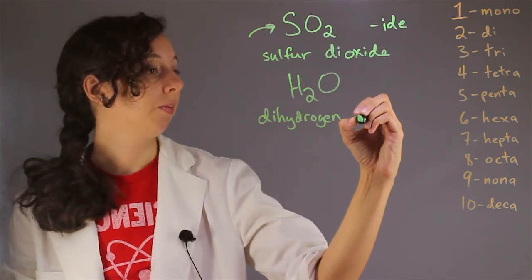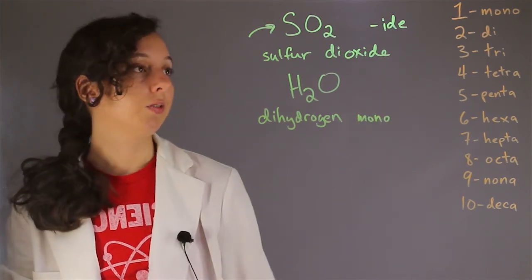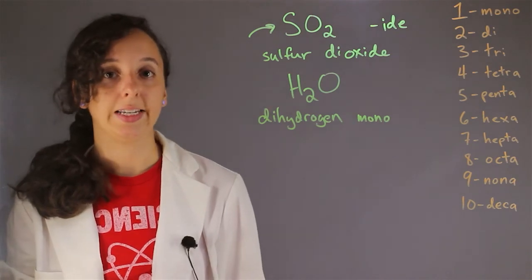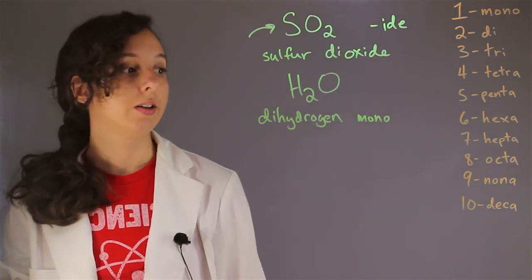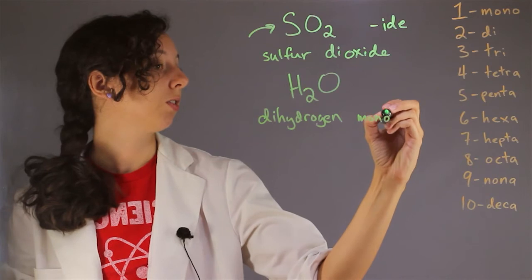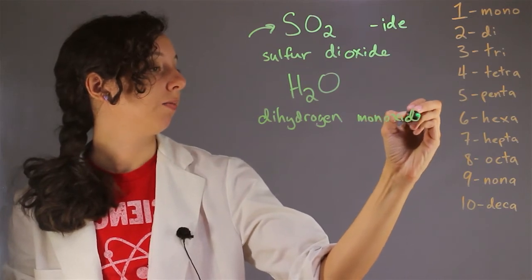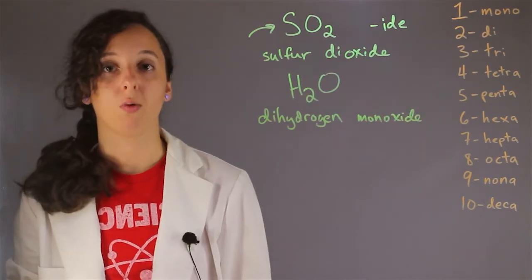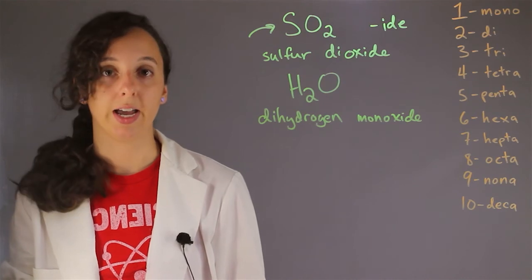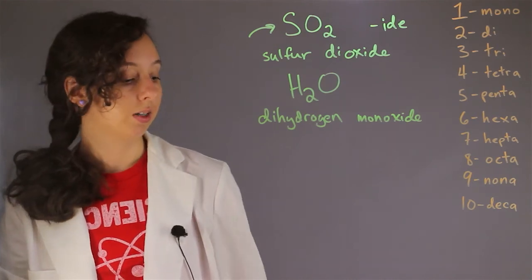So we have mono. And once again, we're going to end oxygen in IDE, so we're going to say oxide. This already has an O right here, so we're just going to say monoxide. So the formal name of water is dihydrogen monoxide. Let's look at one more example.